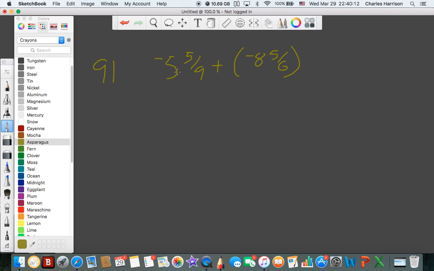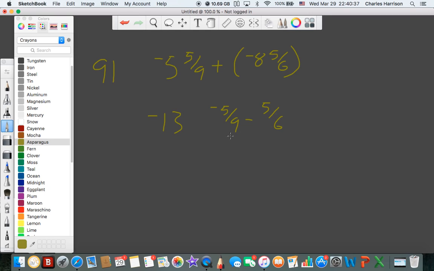So when we have two negatives and we're taking a negative away from a negative, we're minusing, in this case it's negative 5 minus 8. We're really just adding them, so that just turns into negative 13. And this is also a negative 5/9, right? And we're going to be minusing 5/6 from it.